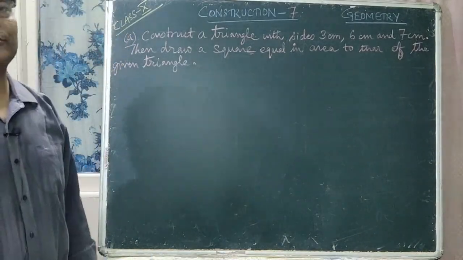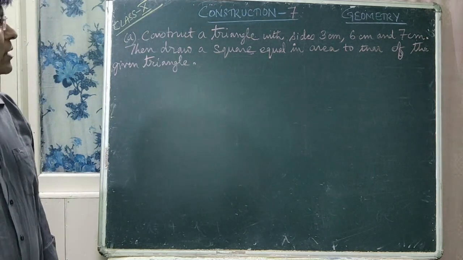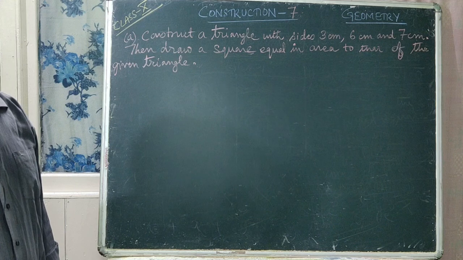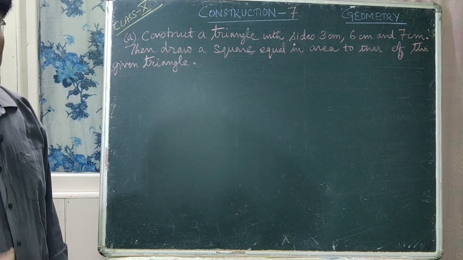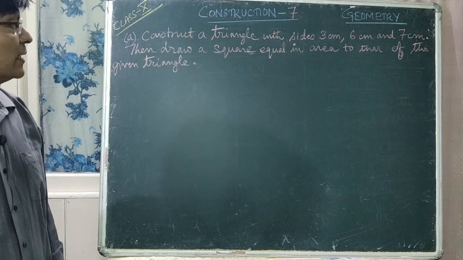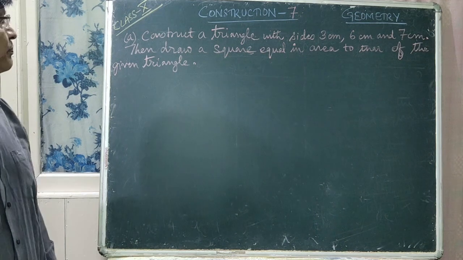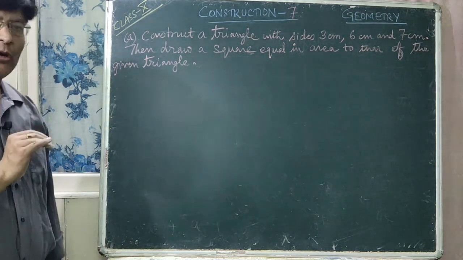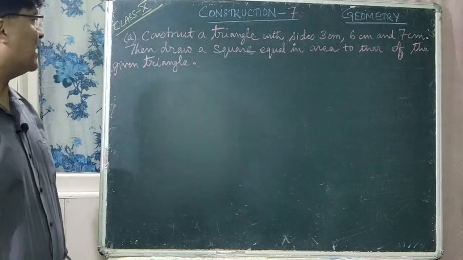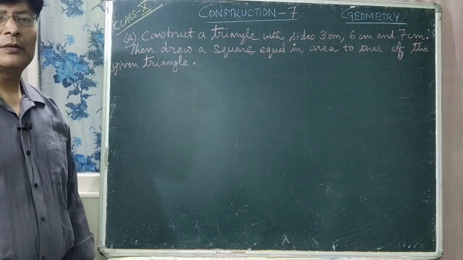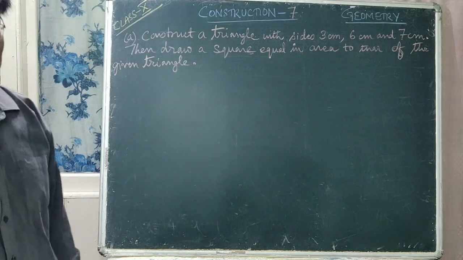Now we'll do construction number 7. Question A: construct a triangle with sides 3 cm, 6 cm and 7 cm. First, you have to draw a triangle with sides 3 cm, 6 cm and 7 cm. Then you have to draw a square whose area is equal to the area of the given triangle.